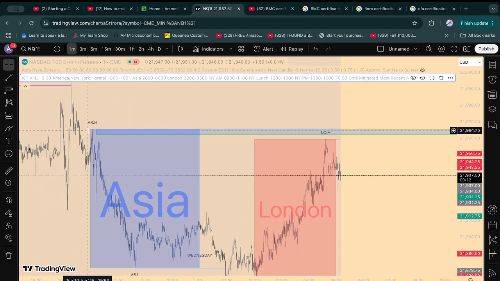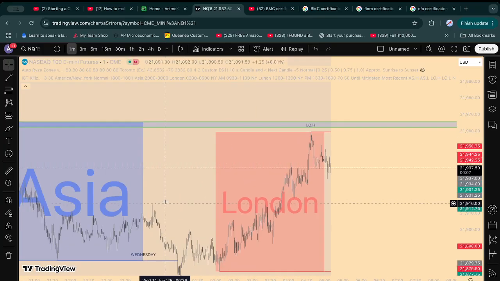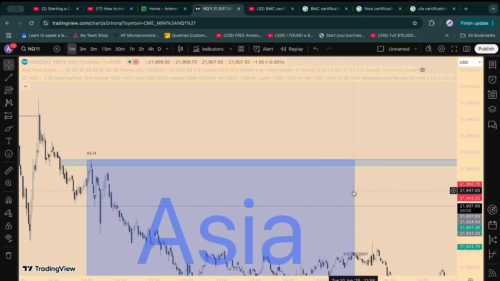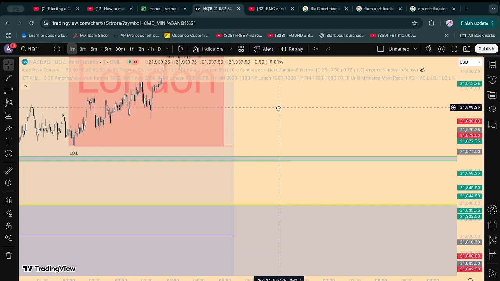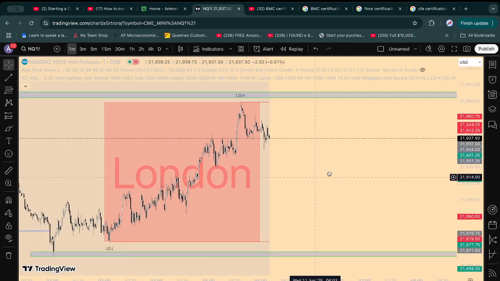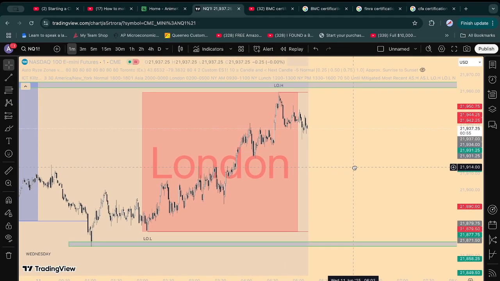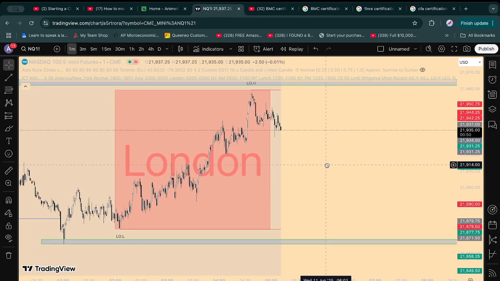Now I marked out Asia highs because London did not. I was waiting for London to sweep this high too. I was waiting for London to sweep Asia highs. Then we're gonna come down and we're gonna take out London highs. Okay, so what I'm looking for pre-market today, it's only 5 p.m. for me, but well, it should be 5 a.m. for you guys Eastern time.